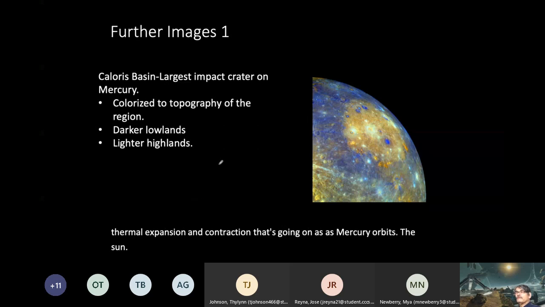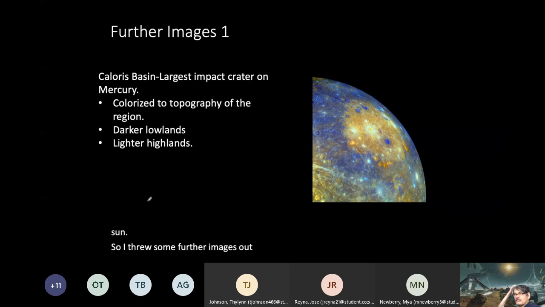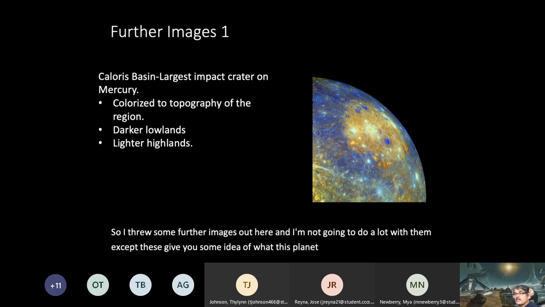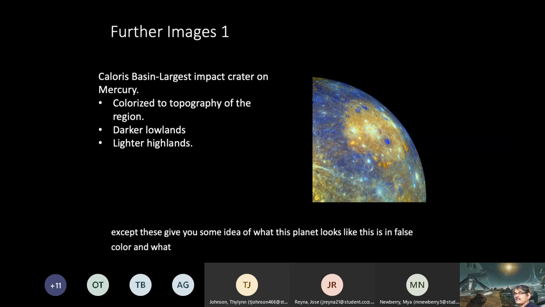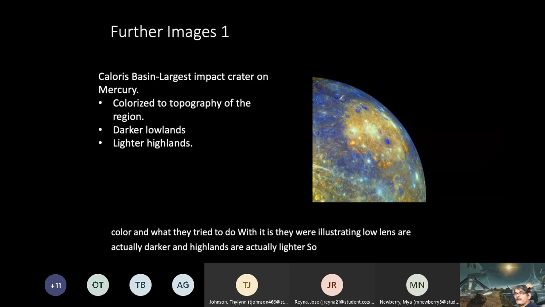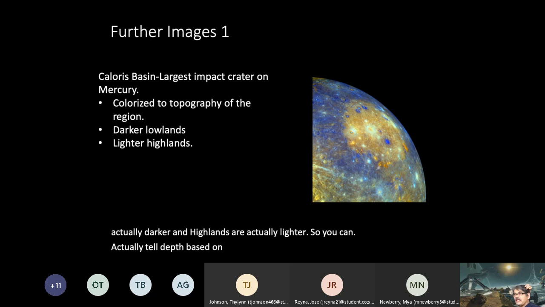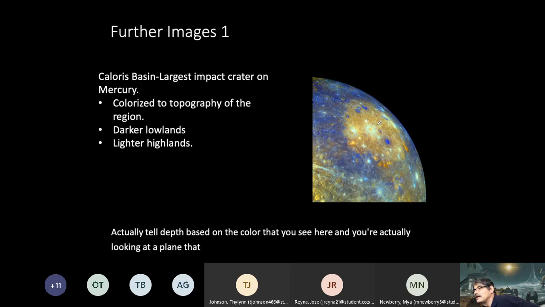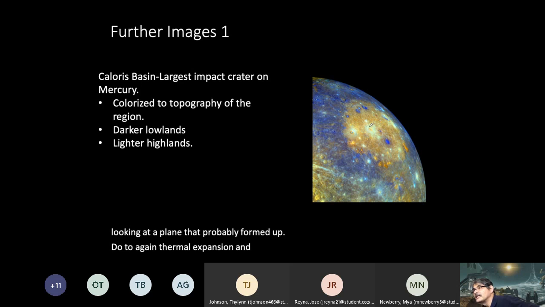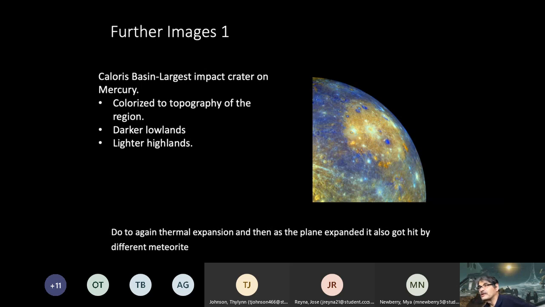So I threw some further images out here, and I'm not going to do a lot with them, except these give you some idea of what this planet looks like. This is in false color, and what they tried to do with it is illustrate that lowlands are darker and highlands are lighter. So you can actually tell depth based on the color that you see here. And you're looking at a plain that probably formed due to, again, thermal expansion. And then as the plain expanded, it also got hit by different meteoroids or comets or things of that nature.